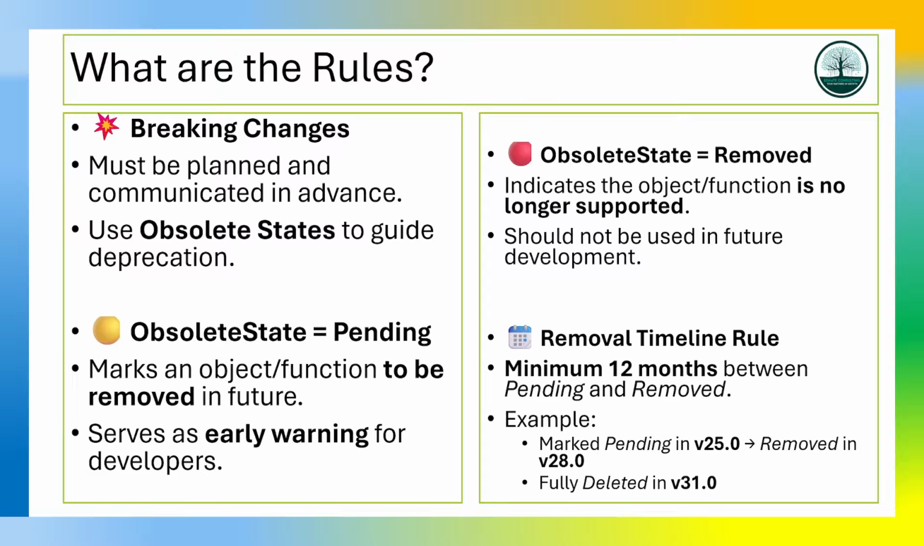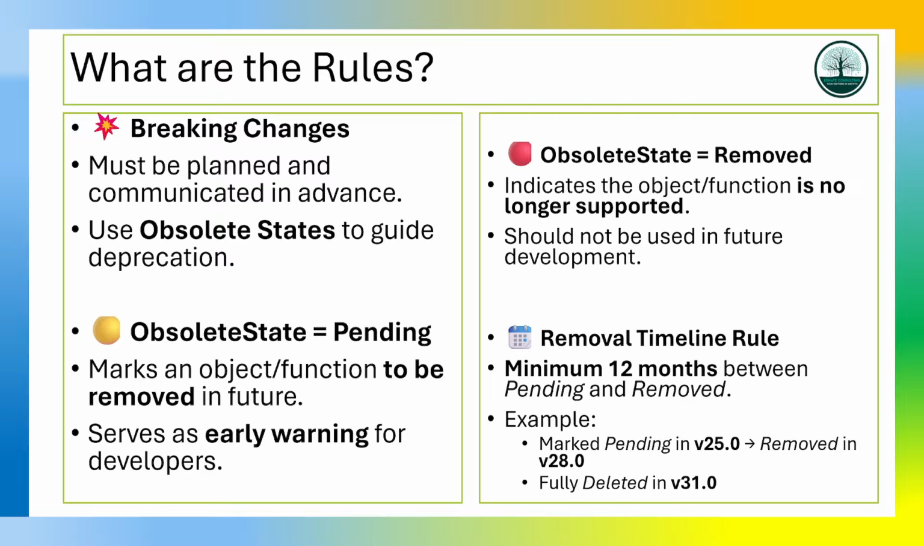The first stage is where you mark this as pending. When you mark something's obsolete state as pending, it can be a table, it can be a field, now it can even be a report, right? But I guess my biggest worry is tables and fields. So the first thing that you do is you mark obsolete state as pending, which marks that object or that function or that field to be removed in future. Now this acts as an early warning for the developers who are taking a dependency on your app.